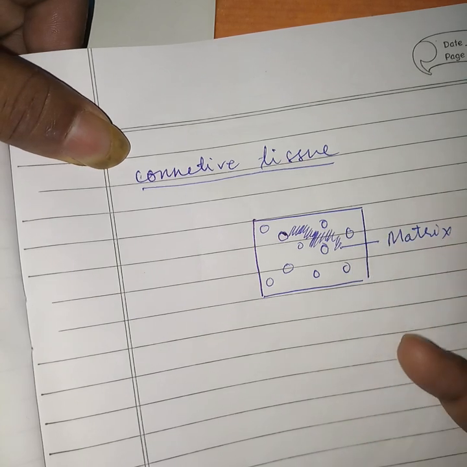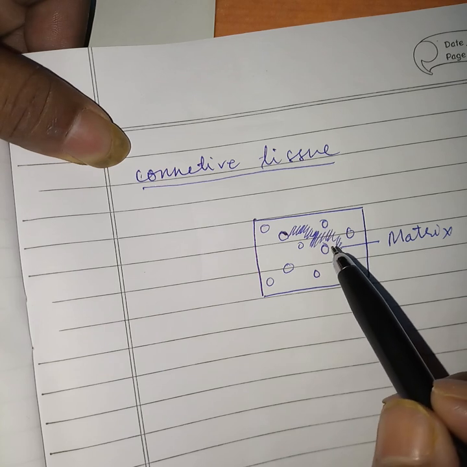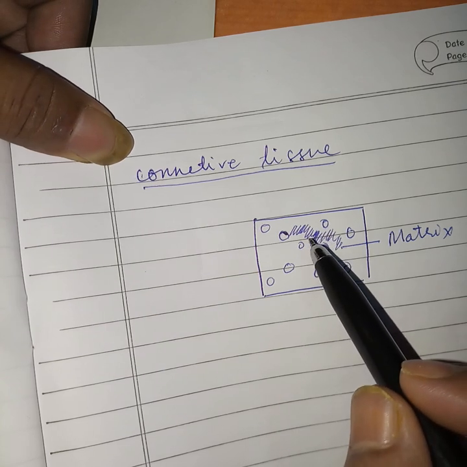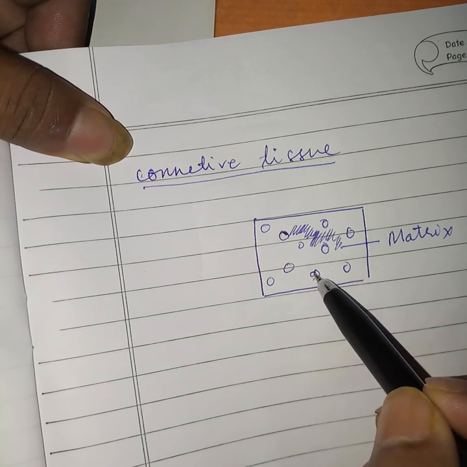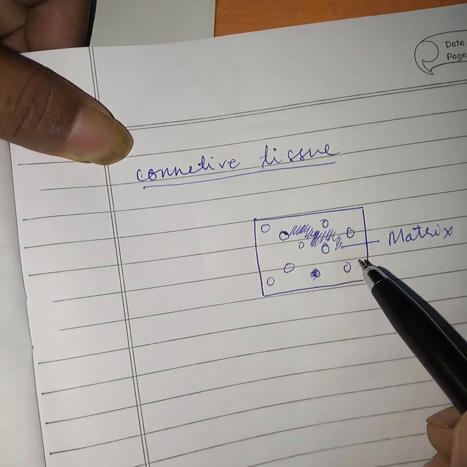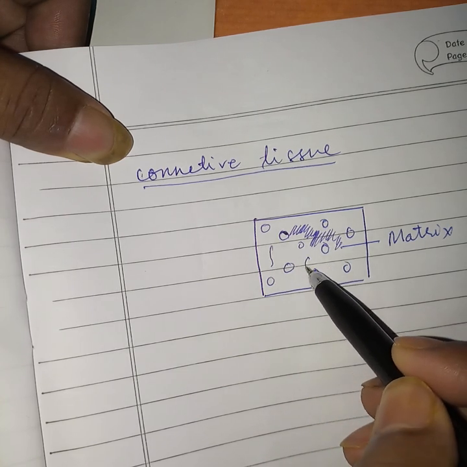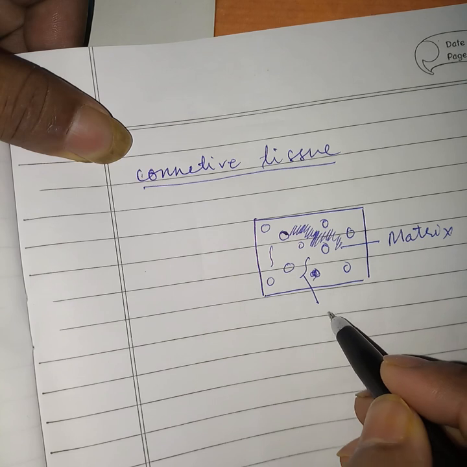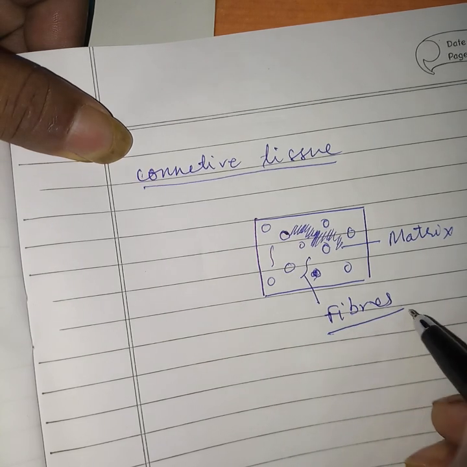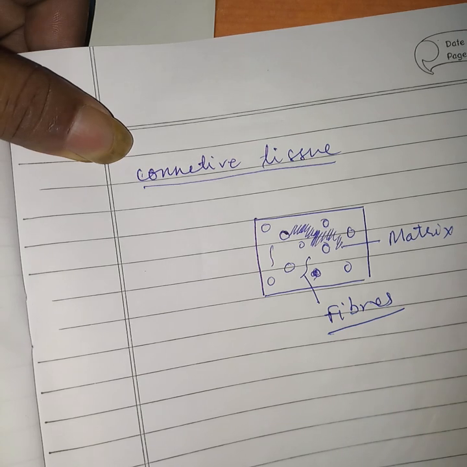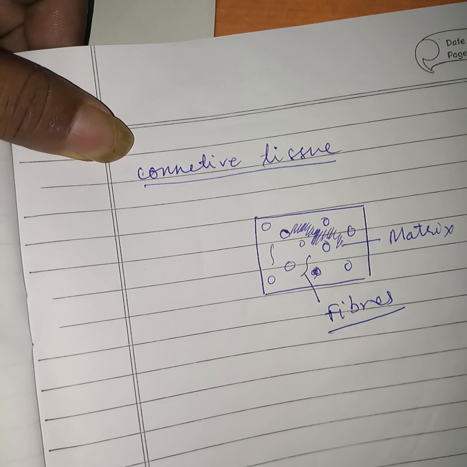When it has abundance of intercellular spaces, then it must have a smaller number of cellular elements or cells. So these are the cells, less in number. And third, it has fibers in between. These fibers actually provide strength to the connective tissue. Understood, all of you?